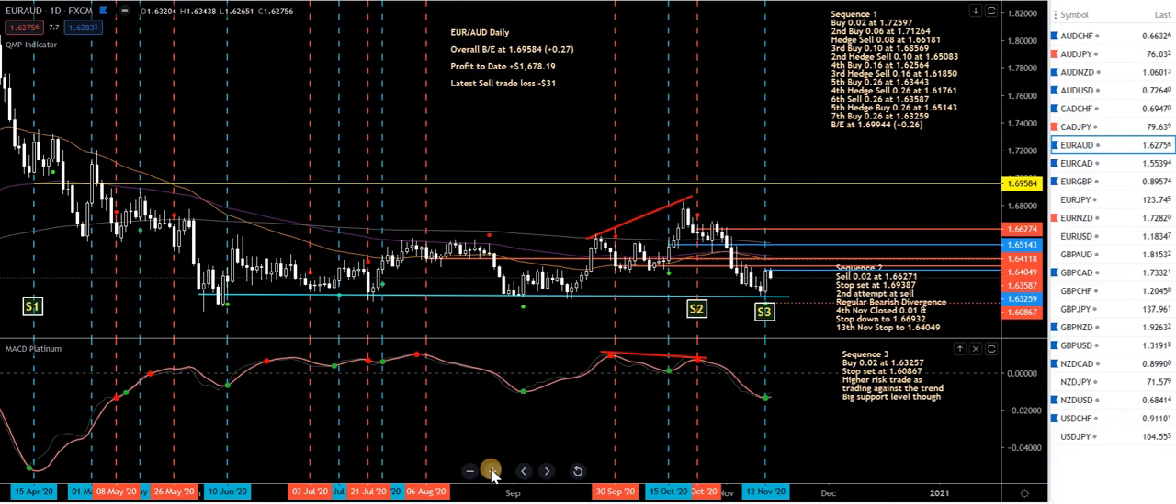In the meantime, we'll just keep on adding to that profit, and hopefully we can eventually work our way out of this old sequence 1 and just concentrate on the right hand side of the chart.